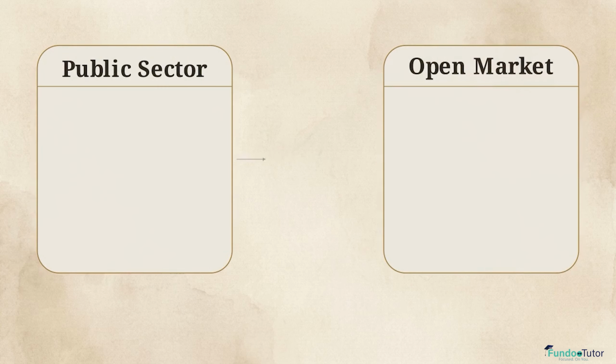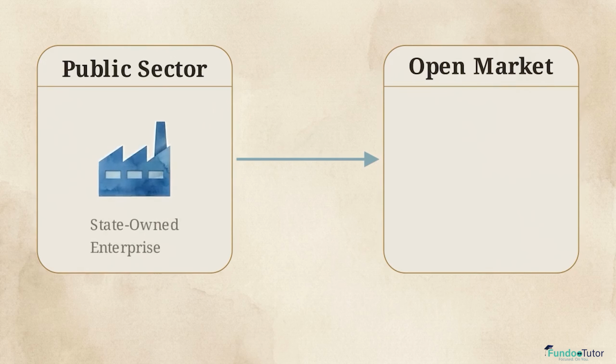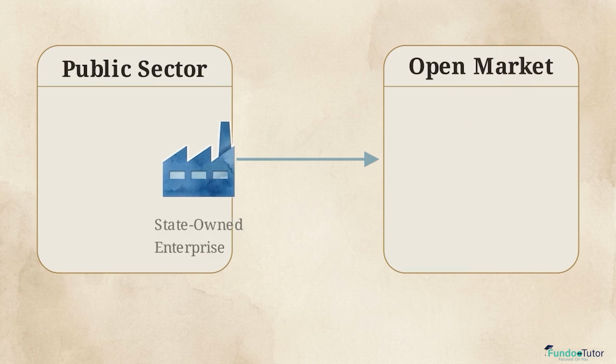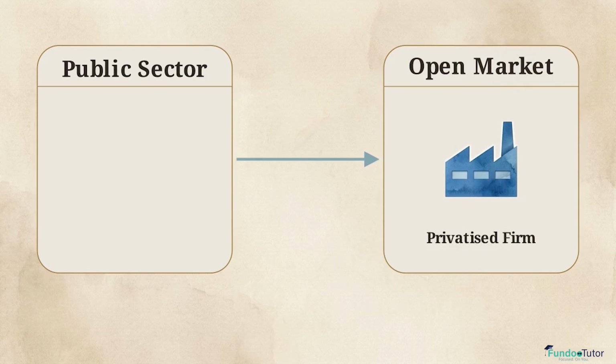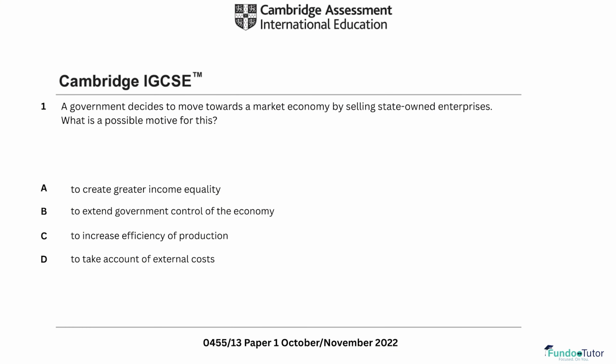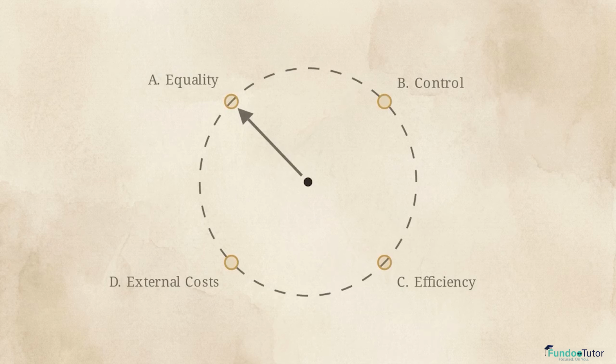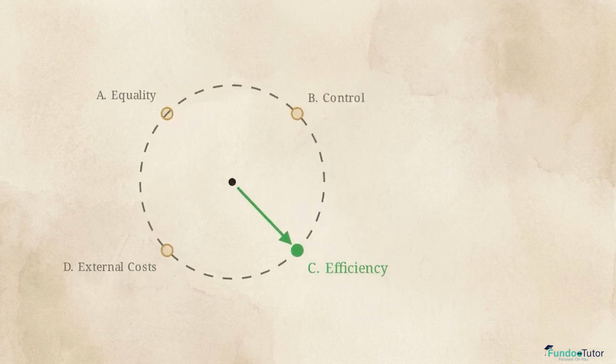Look at this flowchart. We are tracking what happens when a government decides to sell off one of its state-owned enterprises to the open market. The big question mark here represents the primary motive behind this shift. In a recent Cambridge Paper 1 exam, students were asked to identify that exact motive: to create greater income inequality, to extend government control, to increase efficiency of production, or to take account of external costs. The correct answer is efficiency.